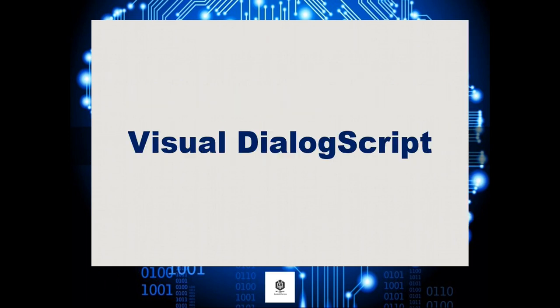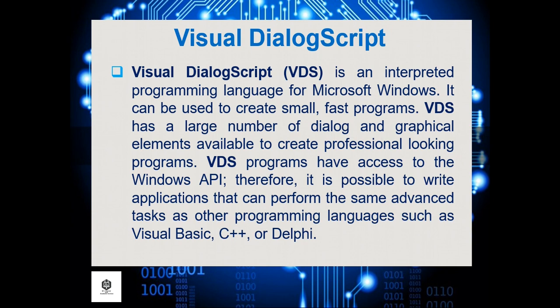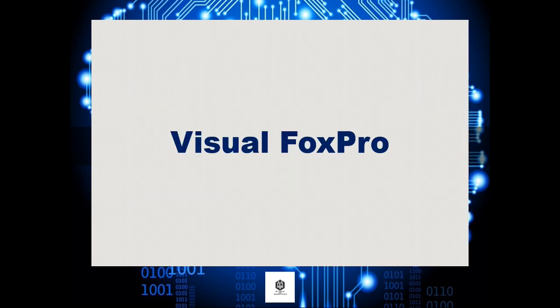Visual Dialog Script. Visual Dialog Script or VDS is an interpreted programming language for Microsoft Windows. It can be used to create small, fast programs. VDS has a large number of dialogue and graphical elements available to create professional-looking programs. VDS programs have access to the Windows API. Therefore, it is possible to write applications that can perform the same advanced tasks as other programming languages such as Visual Basic, C++, or Delphi.